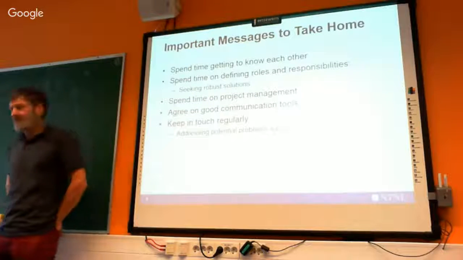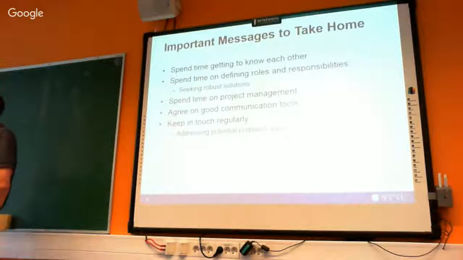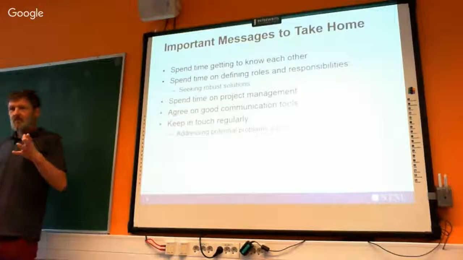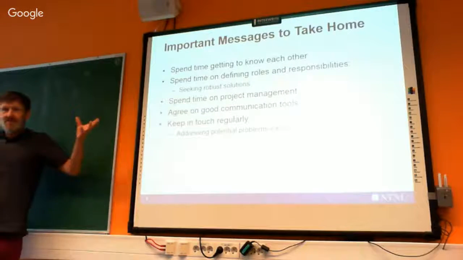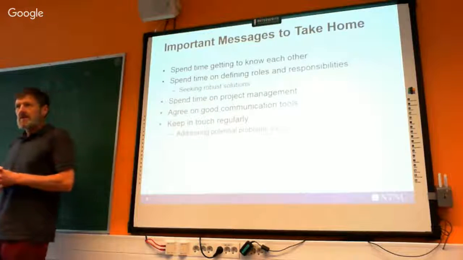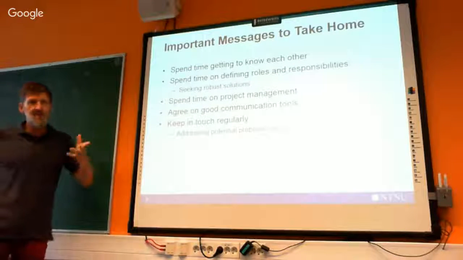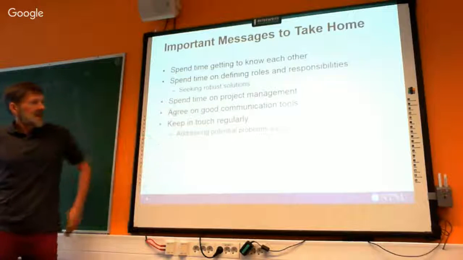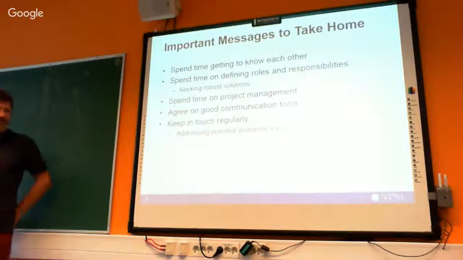And spend time on defining roles and responsibilities and try to find robust solutions. What I mean by that is, like the one team that had the server in Gjøvik and the client in Tempora, if the server team doesn't deliver, what can the client team do? So it might be an idea to think about the ways in which you aren't so tightly coupled. So a little bit of robustness, and that means redundancy typically. And you need to spend time on project management, because otherwise you have a project that can easily get out of control.